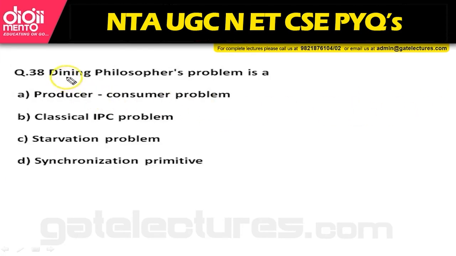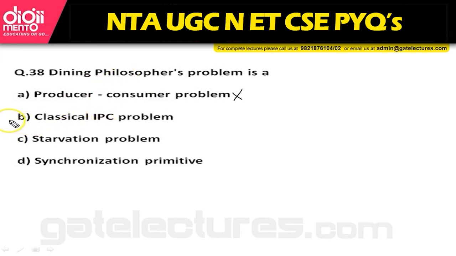So we have our next question, a theory question, very easy. It says the dining philosopher's problem is a producer-consumer problem, classical IPC problem, starvation problem, or a synchronization primitive. We all know about the dining philosopher's problem. It is not a producer-consumer problem. No one is depending on something else. In producer-consumer, the producer produces the item and the consumer consumes the item. The consumer is depending on the producer. But here nothing like that happens.